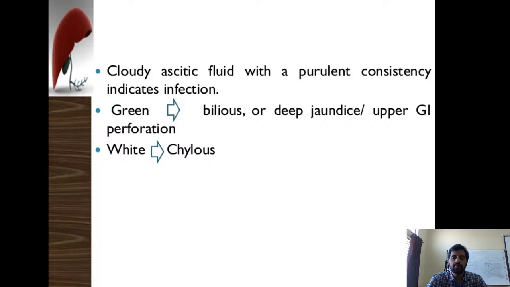So when it is cloudy, white cloudy, it is because mostly of chylomicrons and lipids within the fluid. It is mostly due to lymphatic obstruction. All the fat that you eat will not go from the intestine into your blood. It rather goes into your lymphatics, and from the lymphatics it enters your thoracic duct and into the superior vena cava. So whenever there is obstruction of the lymphatics, all the fats get accumulated within your ascitic fluid. That is when you call it chylous ascites, and it is cloudy in them. Whenever it is green, you think bile leak.